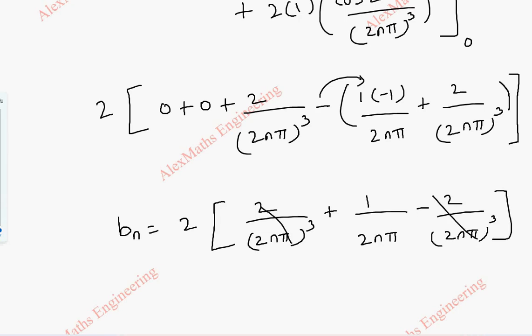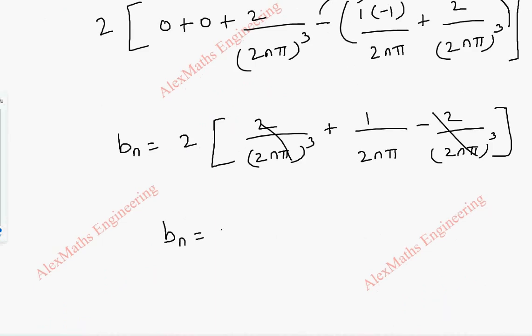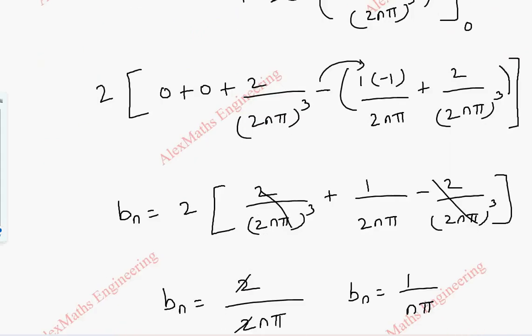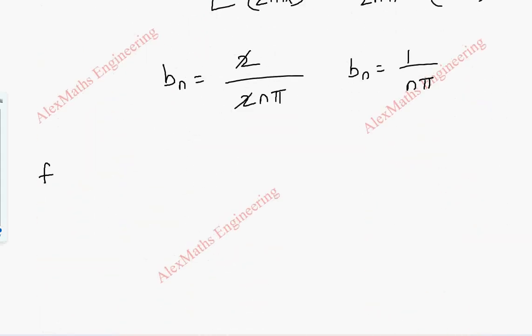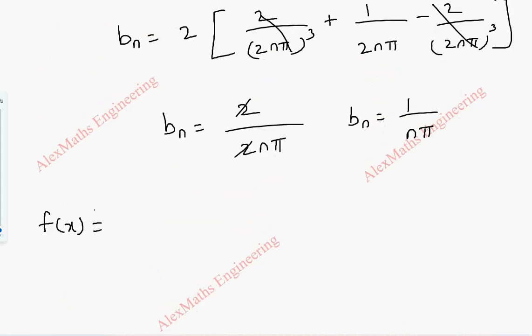So these two get cancelled. Finally, we get bn as 2 by 2n pi, and we can cancel this. So bn becomes 1 by n pi. So now we come to our formula, which is f of x is equal to a naught by 2. A naught is 2 by 3. So when I divide 2 by 3 by 2, it is actually into 1 by 2.